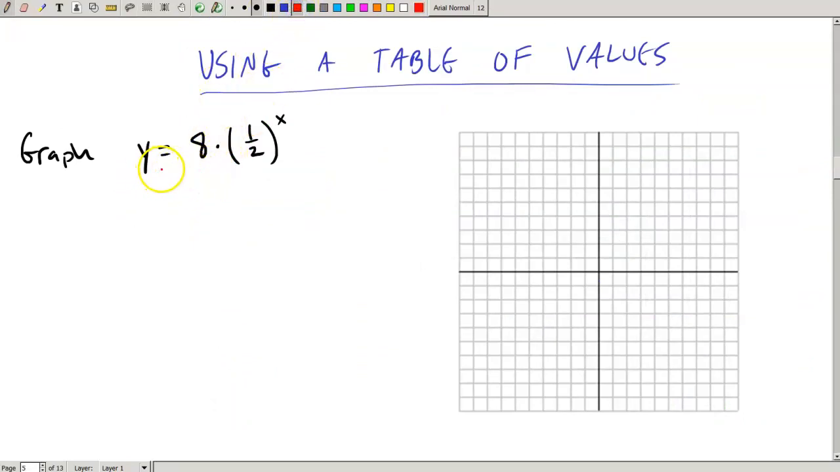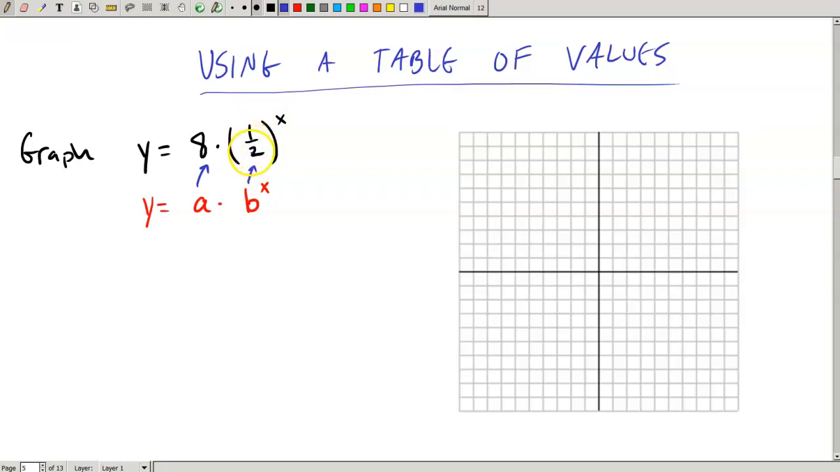Here we have a function that's y equals 8 times 1/2 raised to the x. So again, this is an exponential function, and if we compare our model, we can see that the b value here is 1/2, and the a value, or the initial value, is 8.